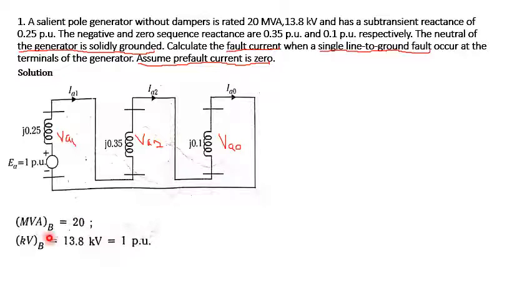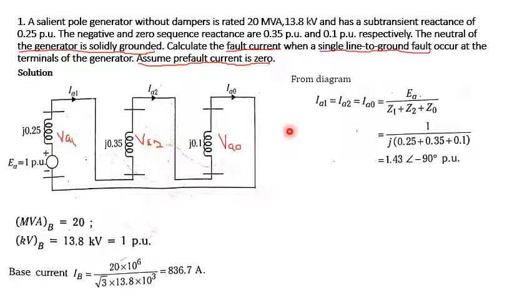So MVA base is 20, kV base is 13.8, so this is 1 per unit. I will talk about the base current later. We need to calculate the fault current. Before that, based on this sequence diagram, IA1 is equal to IA2, which is equal to IA0. We know that from the sequence network diagram we can write this expression. That is equal to EA divided by the total impedance.